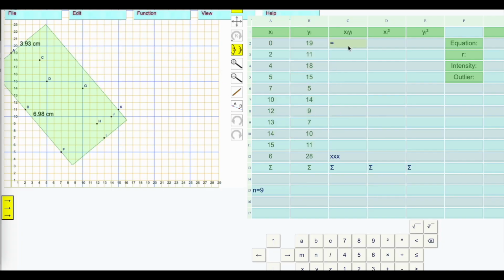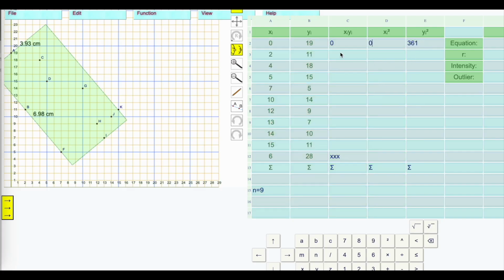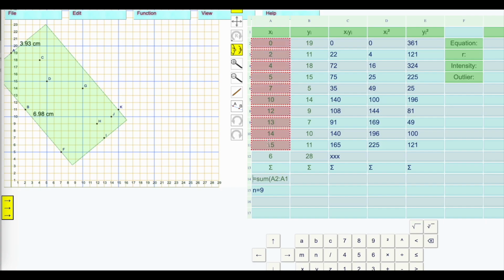I want to find the xy columns, so the x's times the y's, the x squareds column, the x squared, fill that across to find the y squareds. Then fill all this down. So we are finding the sum of all of these values, not including that 6. Fill that across. We need to figure out the top, the first bottom, the second bottom, the A, the B, and the correlation coefficient R.